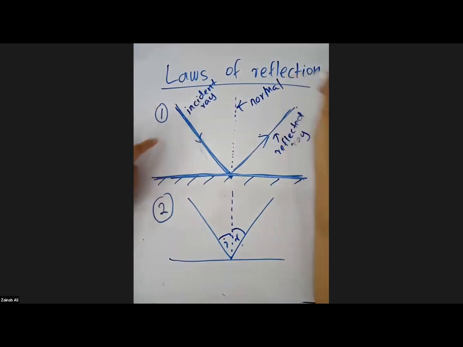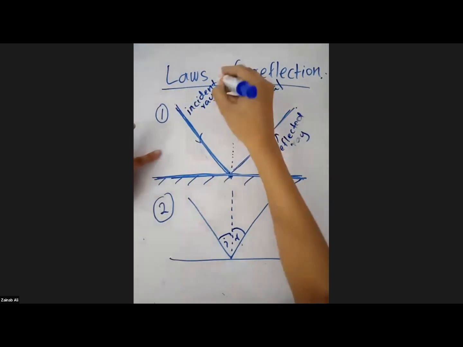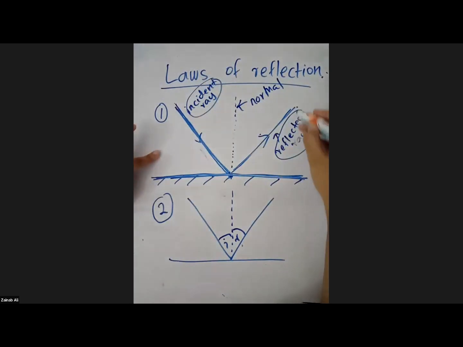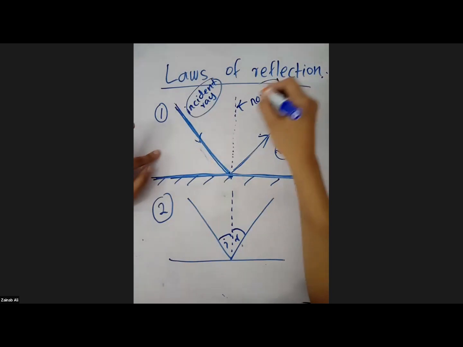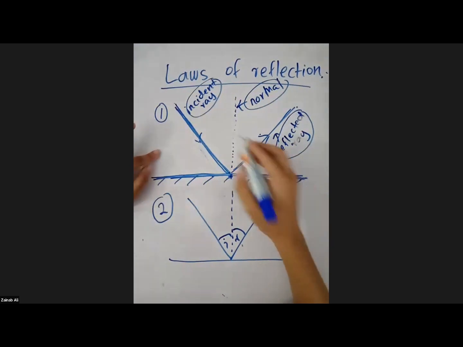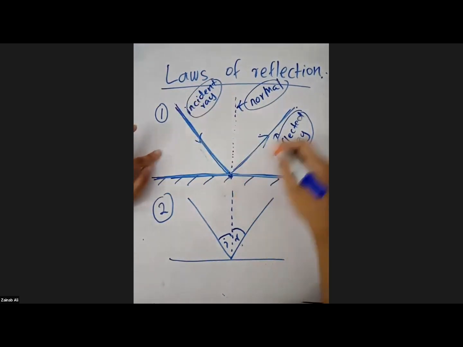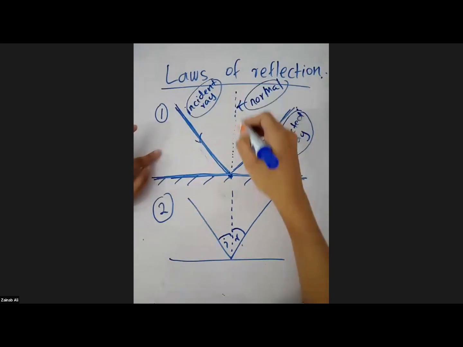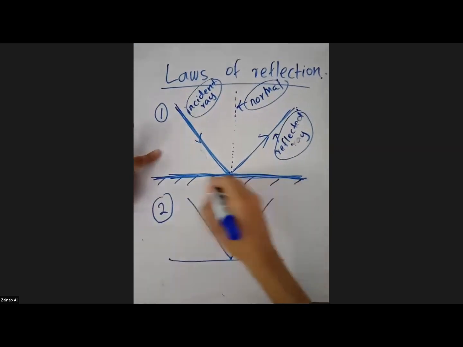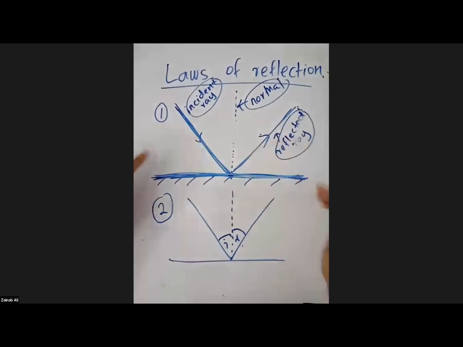Okay. So the first law is: the incident ray, the reflected ray, and the normal drawn to the point of incidence should lie on the same plane. That means this normal is drawn to this point of incidence. Okay, I'll write it.